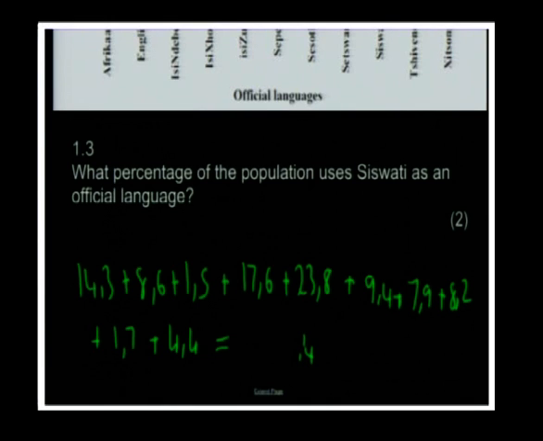5 and 14 is 19. 19 and 8 is 27. 28 plus 17 is 45. Plus 23 is 68. Plus the 9 is 77, and then we've got 7 there, so that's 84. 84 and 8 is 92, 93, and that makes 97. So altogether, we have 97.4%. Go and check the value on your calculator to make sure I've done it accurately.